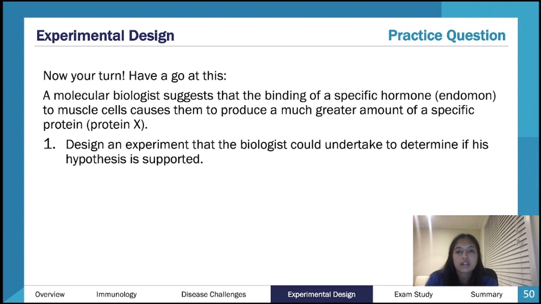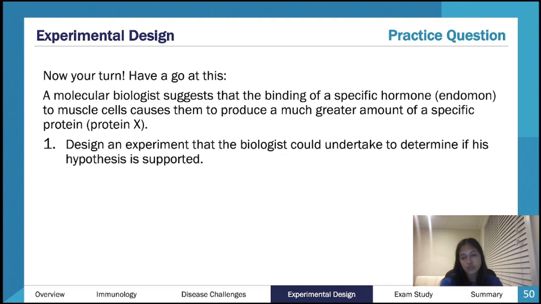But a molecular biologist suggests that the binding of a specific hormone to muscle cells causes them to produce a much greater amount of a specific protein. Design an experiment that the biologist could undertake to determine if his hypothesis is supported. So your independent variable here would be the presence of the hormone. You'd have muscle cells and some exposed to the hormone, some not, and you're measuring how much protein is produced. So the dependent variable is the amount of protein X that's produced.